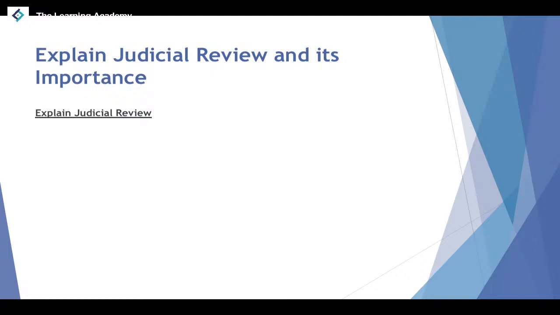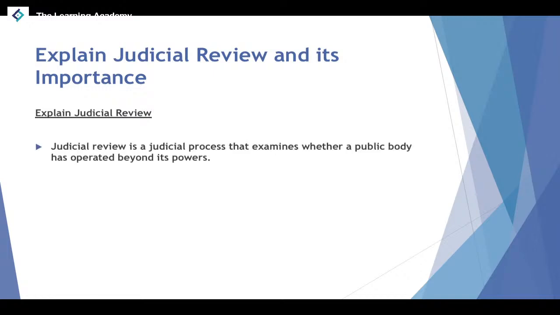So let's think about how we would explain judicial review, if you were explaining it to somebody who didn't know. Well, we would say that it is a judicial process that examines whether a public body has operated beyond its powers. That's effectively the most simple definition we can think of. And if we want to get some key words in, we could say that a public body has acted ultra vires, beyond their powers, and that is effectively the definition of what judicial review is.